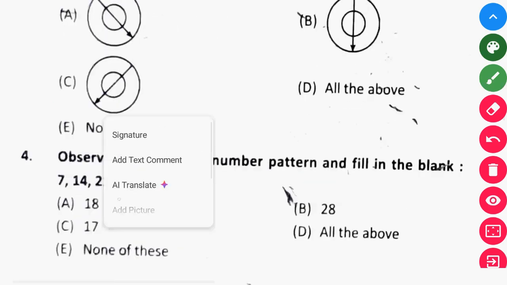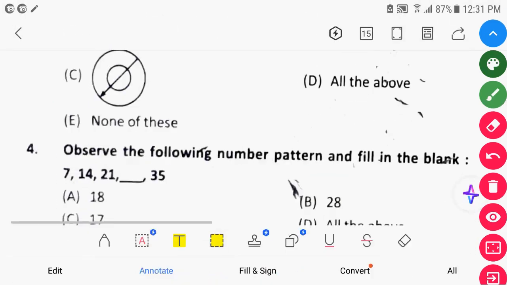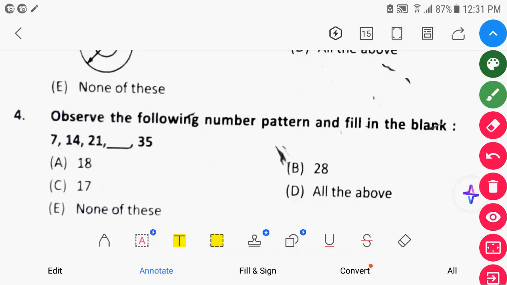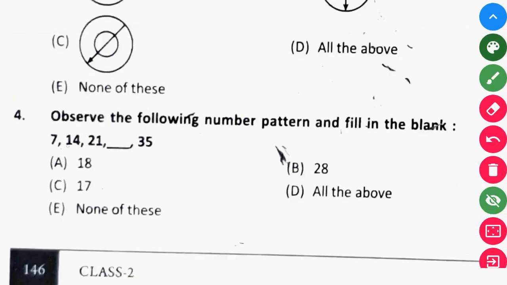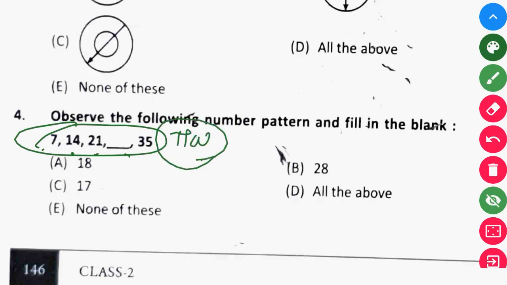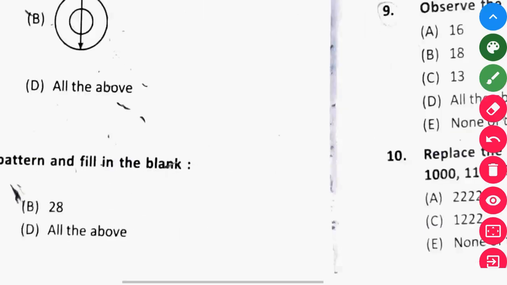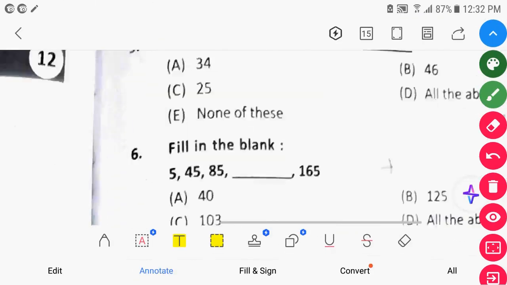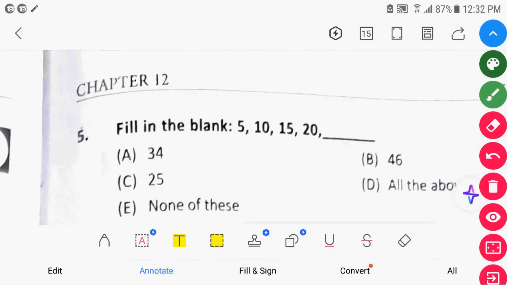Okay, now observe the following number pattern and fill in the blanks. Now if you observe the pattern, you will find that it is the table of 7. 7 1s are 7, 7 2s are 14, 7 3s are 21, 7 4s is your answer. So this is for homework. Okay, the simple one for homework.